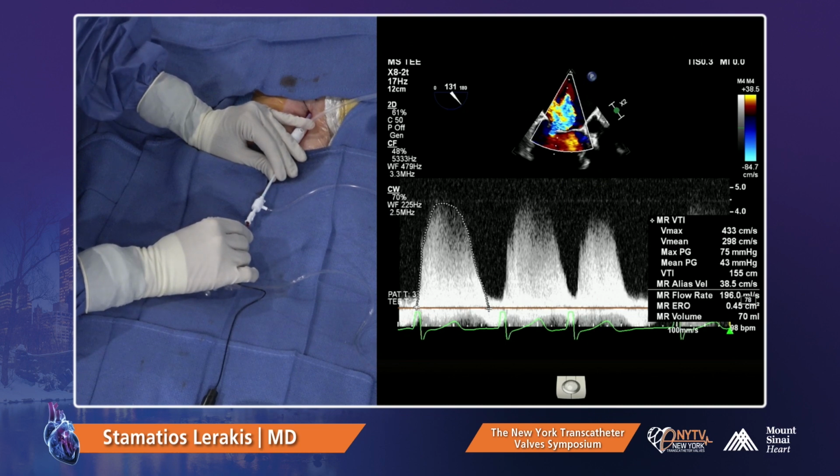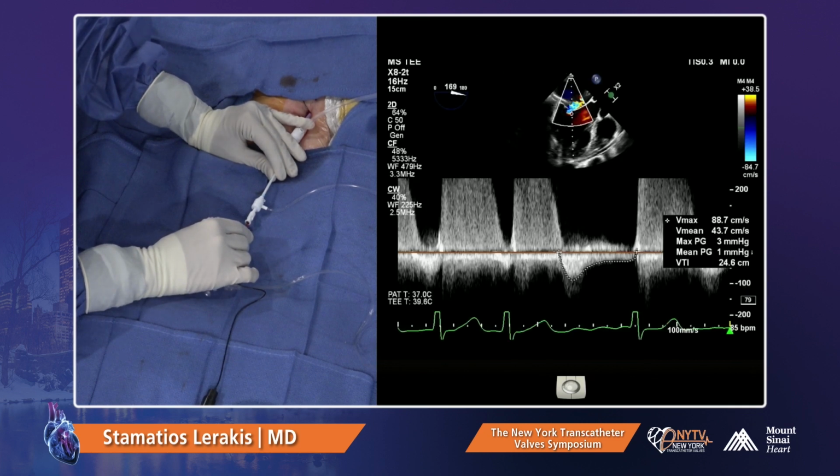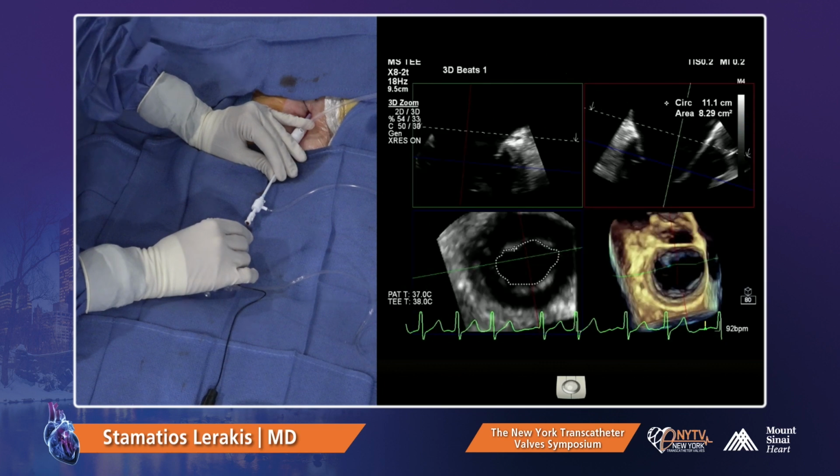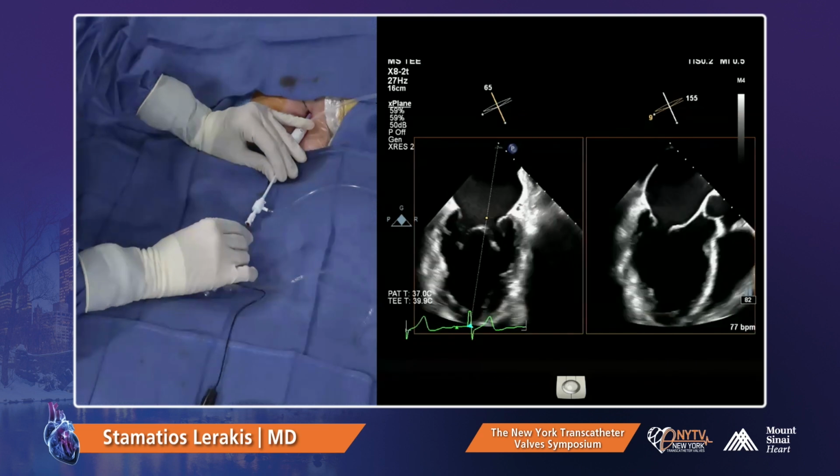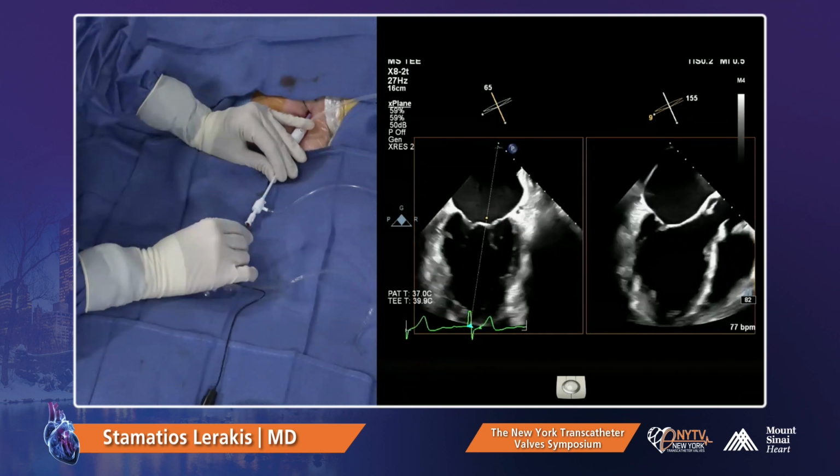severe secondary mitral regurgitation. The gradient through the valve is 1 millimeter of mercury. The valve area by 3D multiplanar reconstruction is 8.3 centimeters squared. The right upper pulmonary vein shows a blunted systolic wave, the same in the left upper pulmonary vein. This is the bicommissural view.